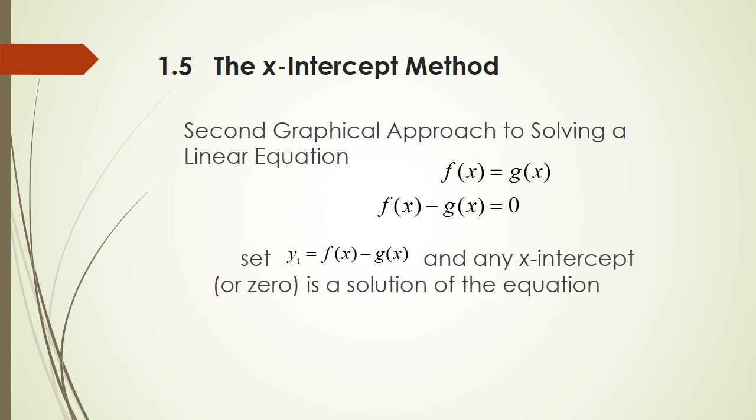Now there's a second approach when you want to graph towards solving a linear equation. And what we do here is we take f of x is equal to g of x. We're going to subtract one entire expression from one side, so we have f of x minus g of x equals 0. And when we do this, what we're going to be looking for instead of the meeting point of the two graphs is where the expression on the left connects with the x-axis.